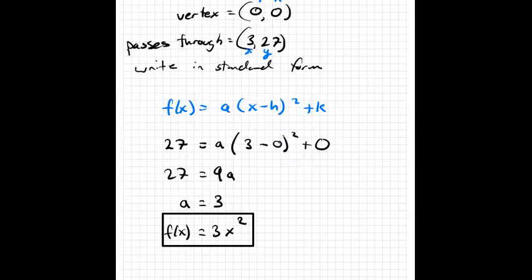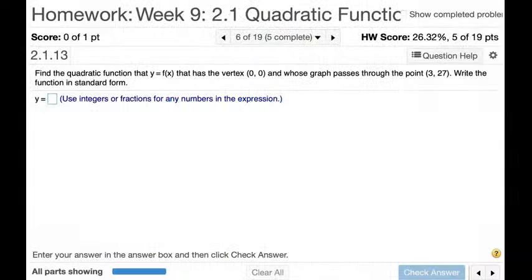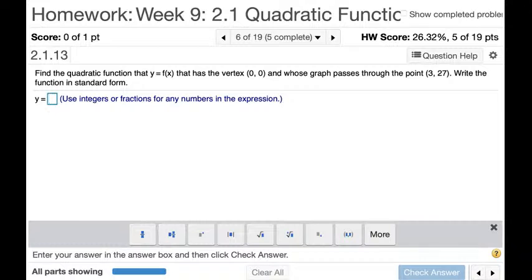So let's hop over to Pearson. Wait, before we hop to Pearson, let me see. When x is 0, y is 0. When x is 3, y is 27. That checks out. So let's hop to Pearson. Fractions, or 3x squared. We got 3x squared.